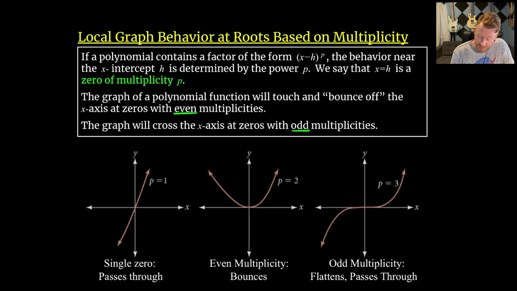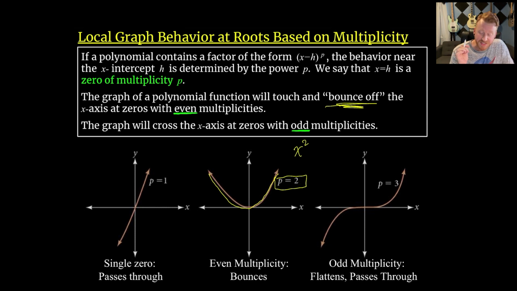We have a few different cases here. Case 1 and case 3 are somewhat related, but they act a little bit different. The graph of a polynomial function will touch and bounce off the x-axis at zeros with even multiplicities. So here in this example, we have p equals 2. So this would be something like x squared. What happens here is that it comes down and it bounces. So it's still intercepting that x-axis, but it's just touching it and bouncing right off.